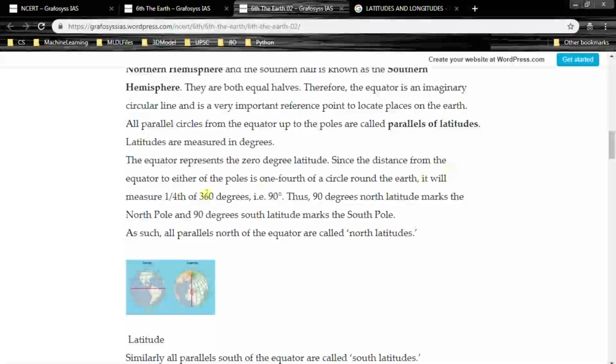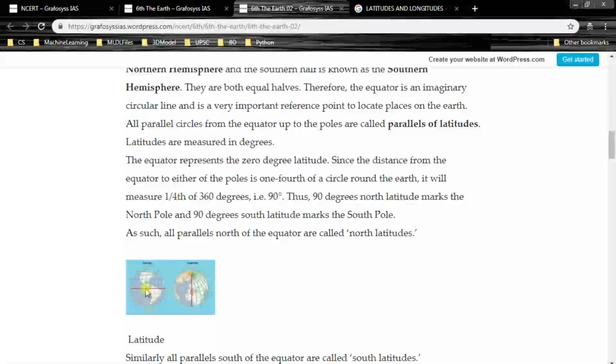Since the distance from the equator to either of the poles is 1/4 of a circle around the Earth, it will measure 1/4 of 360 degrees. That is 90 degrees. Thus 90 degrees north latitude marks the North Pole and 90 degrees south latitude marks the South Pole.